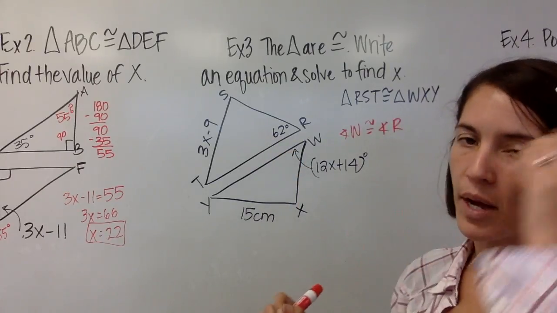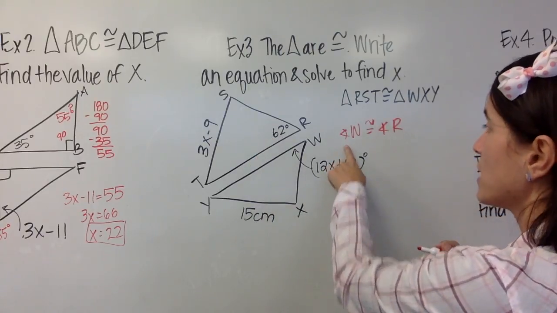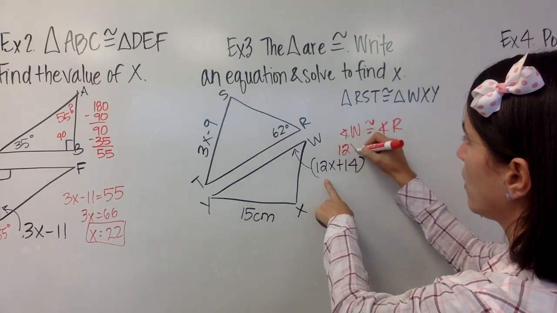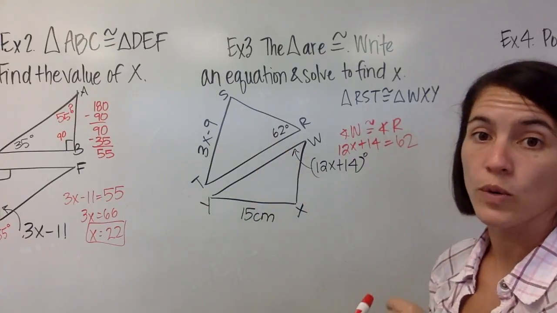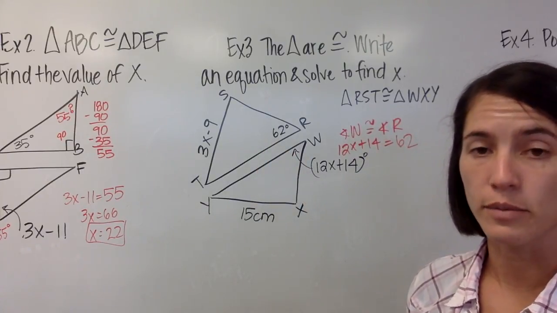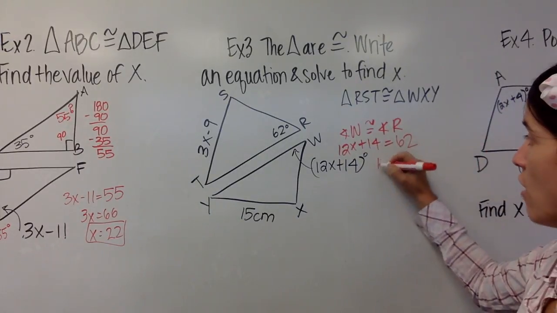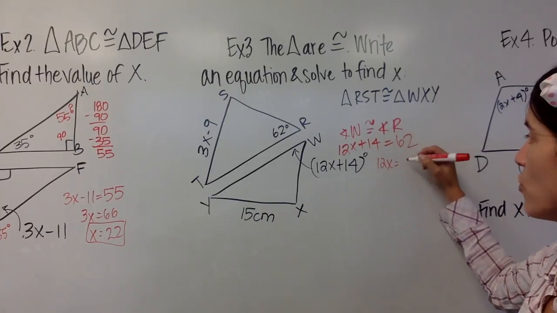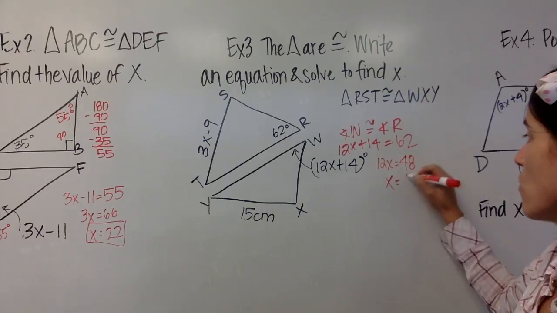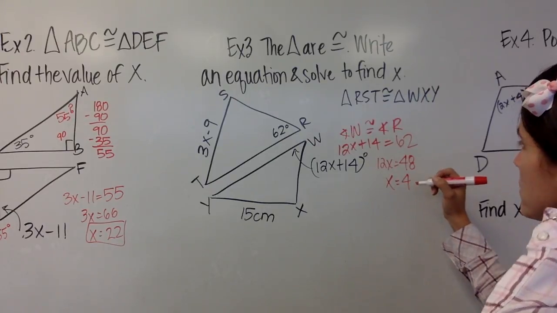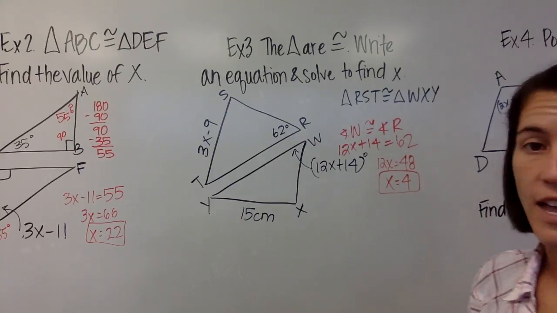I'm just setting up my problem. Angle W is congruent to angle R because these are corresponding. That means 12x plus 14 equals 62 degrees, because angle R and angle W are corresponding, and that means they're congruent. I can solve this equation. Subtract 14 on both sides and you get 48, and x equals 4, right? 4 times 12 is 48. So that's one of the x's.